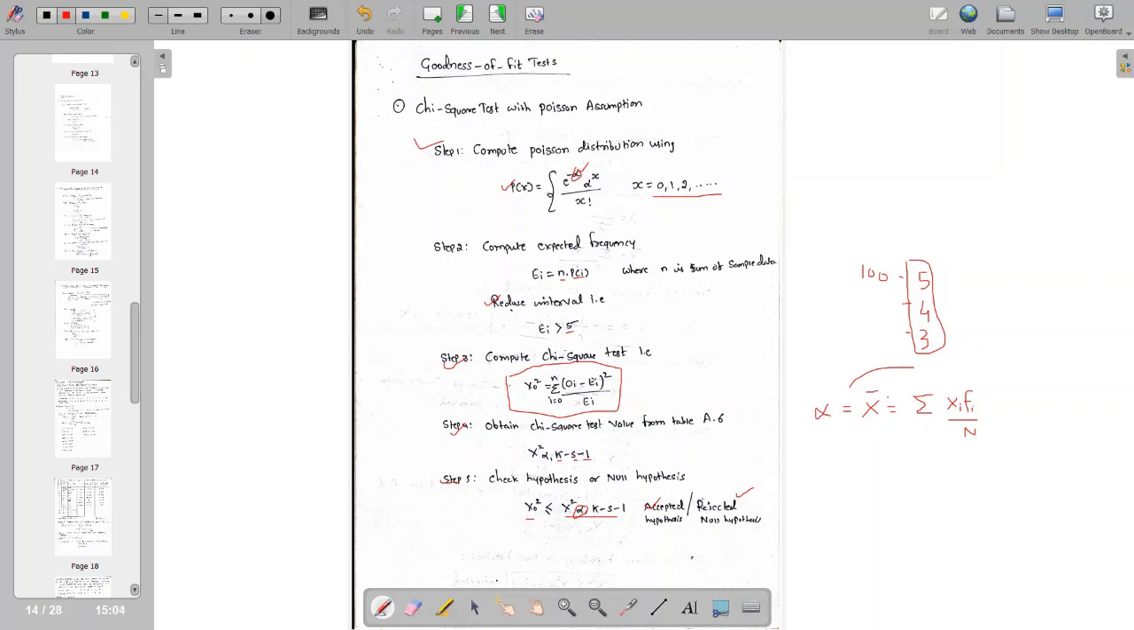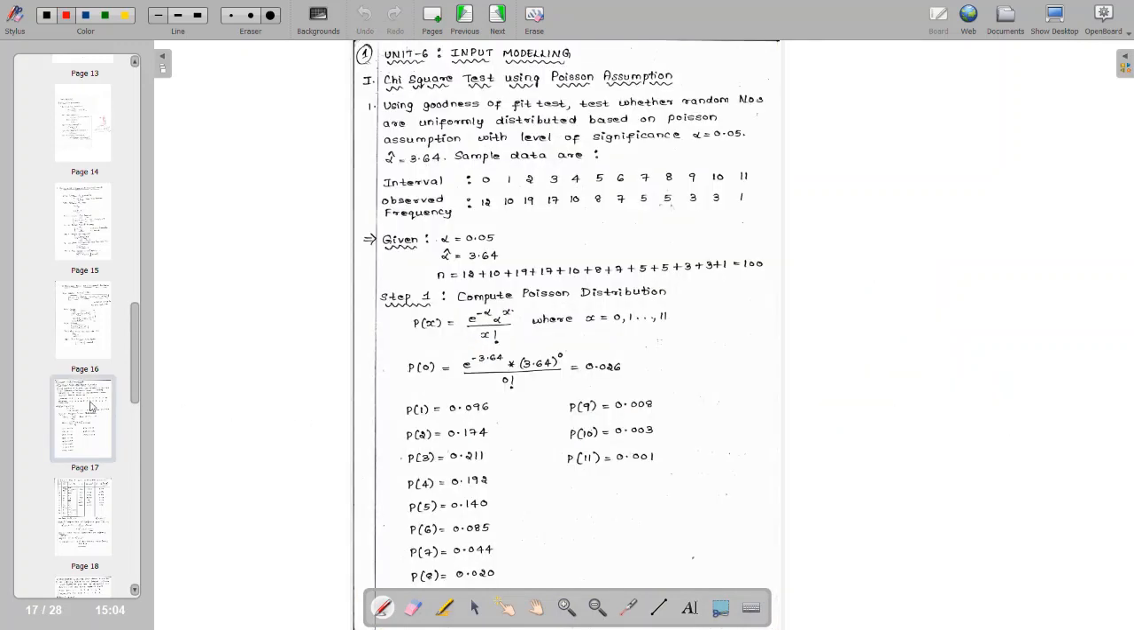If the question does not give the critical value for alpha, then we can find it using this equation, where xi is an interval, fi is an observed frequency, and n is the total number of sample data. Let's see one example. Using the goodness of fit test, check whether the random numbers are uniformly distributed based on Poisson assumption with level of significance alpha 0.05, with the critical value or mean value given as 3.64. The sample data are this.